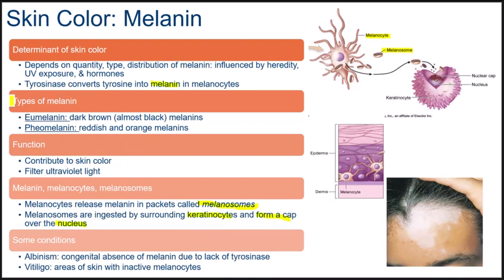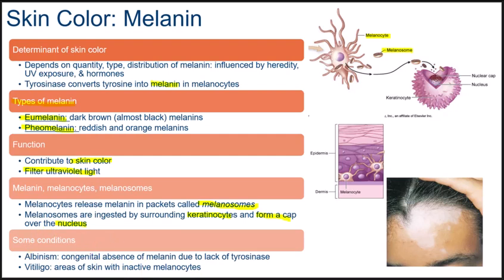So I'm going to jump back up now to the different types of melanin that exist. We have eumelanin and pheomelanin. Eumelanin is a darker brown, almost black melanin, and pheomelanin is a reddish orange melanin. We know the function is to contribute to skin color, and we also know that it's to filter out UV light and protect the DNA within our cells.